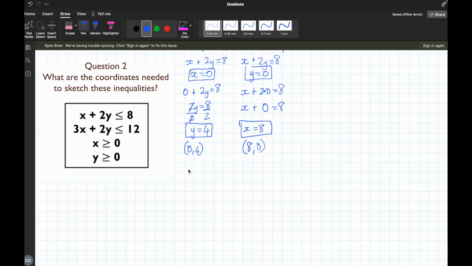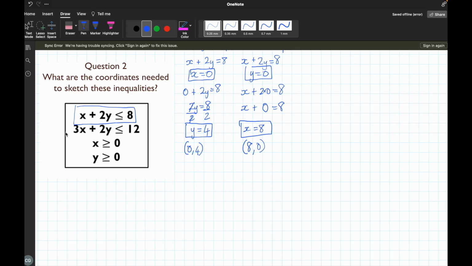Now, I need to do the same concept for the second equation. So this was for this one here. Now remember, this equation which says equal is the line. This refers to the line that we have to draw. This here, as it is less than or equal to, represents the inequality. This represents the inequality which we have to shade. So this is a line, and this tells us where to shade relative to that line.